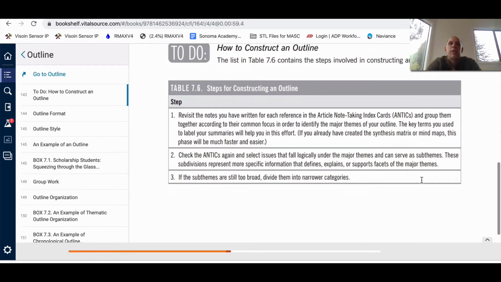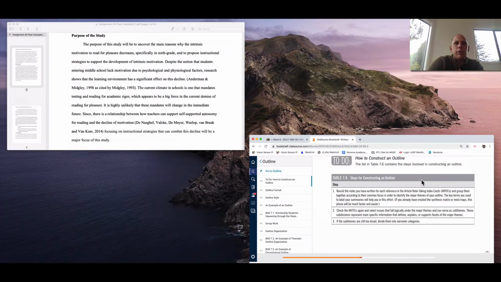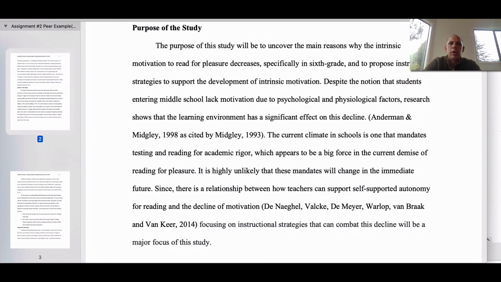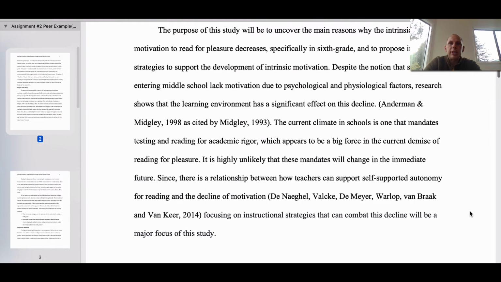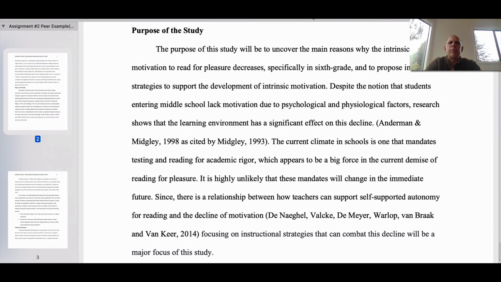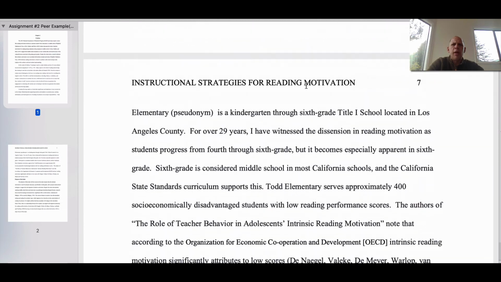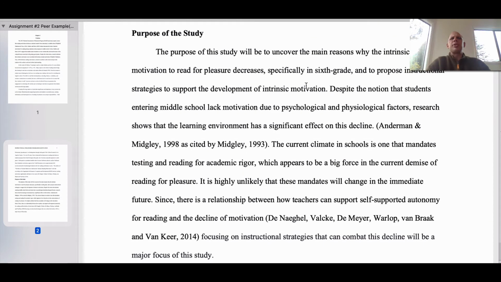There are a lot of different ways to do this outline: by theme, chronological, and I encourage you to read all these different methods and think about the one that best leverages the story you are trying to tell. So, for example, if I was writing an outline for the literature review for the peer example that I shared with you in our email a few days ago, and again in today's email, I would look right here at the purpose. We've got your chapter 1, the big funnel, but it's bringing us down to the purpose. The purpose of the study will be to uncover the main reasons why the intrinsic motivation to read for pleasure decreases, specifically in 6th grade, and to propose instructional strategies to support the development of intrinsic motivation.